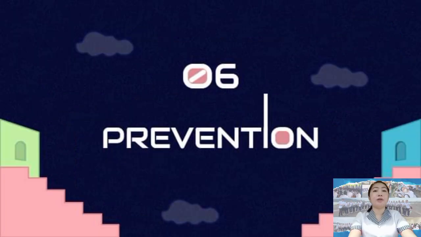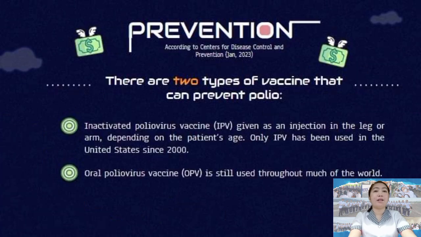For the prevention, there are two types of vaccine that can prevent polio. First, the inactivated poliovirus vaccine or IPV, given as an injection in the leg or arm depending on the patient's age. Only IPV has been used in the United States since 2000. The oral poliovirus vaccine or OPV is still used throughout much of the world.